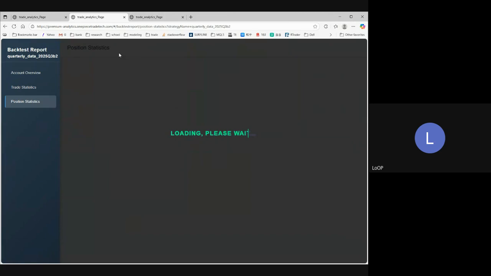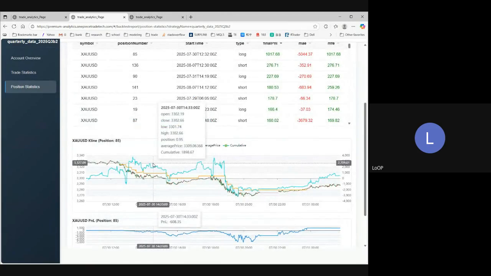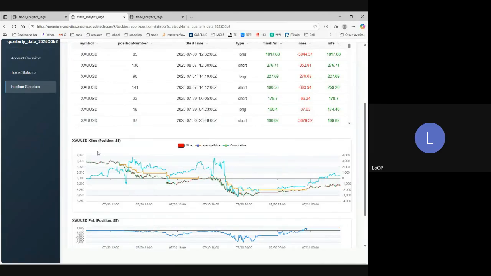Again, my computer is pretty old. So okay, okay. So what happened? You see, this is a long position.